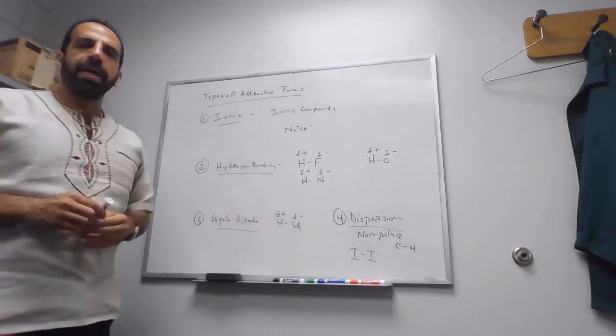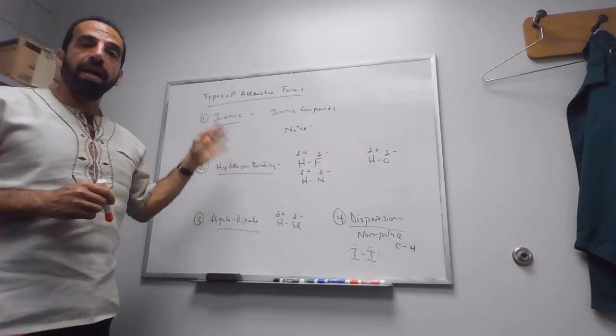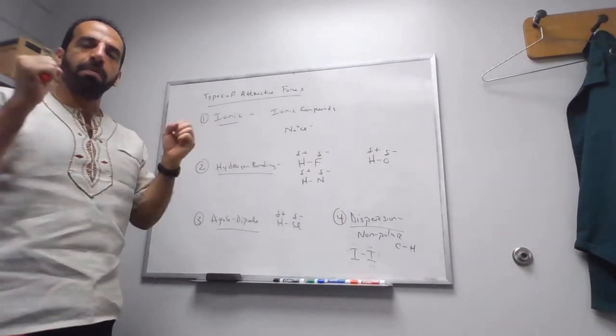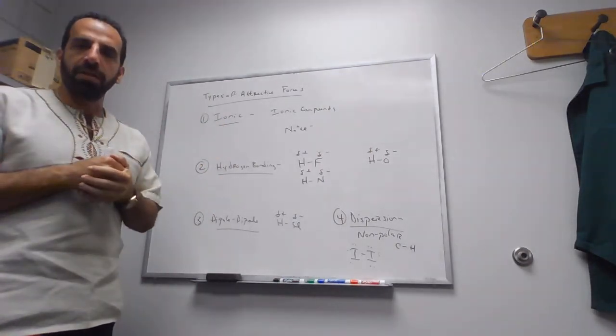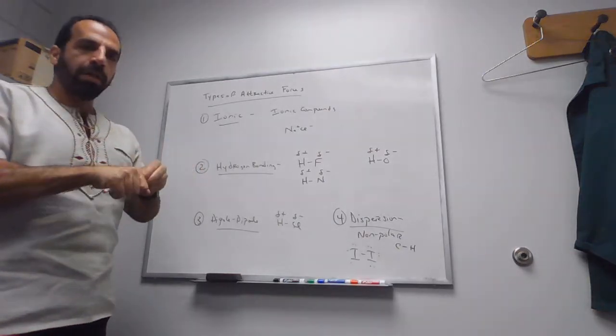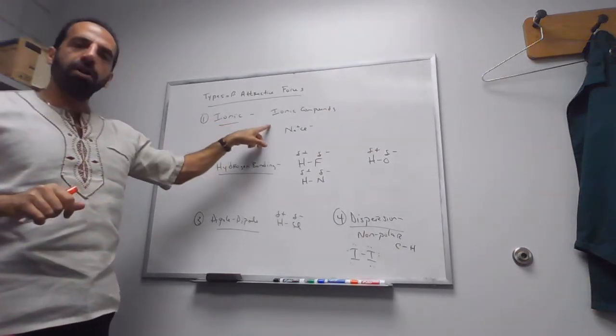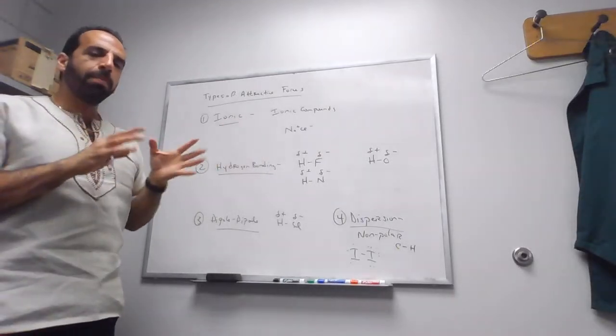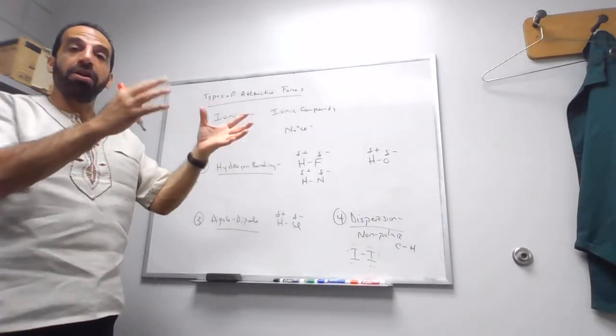So today I want to look at types of attractive forces, and these are what determine the melting point and boiling point of a lot of substances and how they react. Just a review. The first type is ionic. Again, this occurs between ionic compounds. Always remember, opposite charges attract.